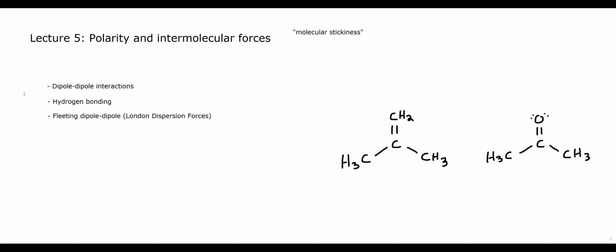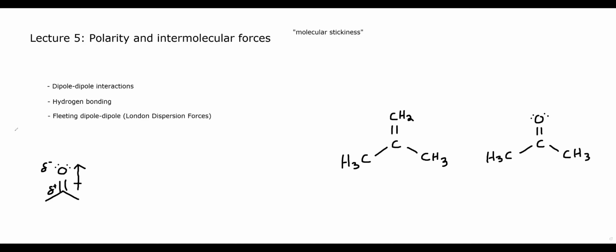So let's start by looking at dipole-dipole interactions. I'm going to draw an example right down here. Let's consider acetone. So this is a 3-carbon chain with a C double bond O. Now we know there's a dipole pointing up to oxygen, which makes oxygen partially negative, and this carbon down here partially positive, right? We have a dipole like this.